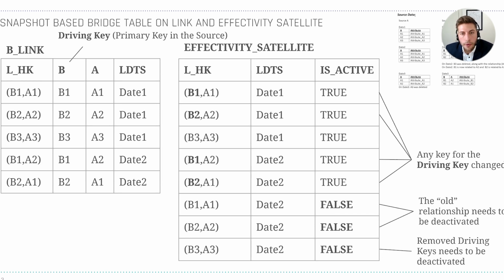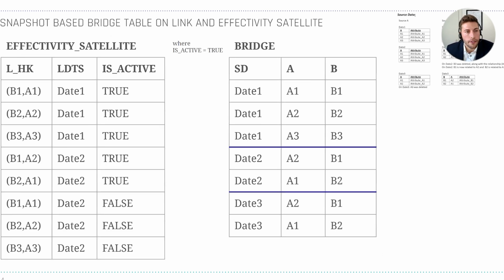Okay. So now we have these effectivity satellites, which give us the complete audit trail, what happens regarding changing of the keys and also complete removal of the keys. And now we want to create a bridge table out of it, right? So we want to create a bridge table to snapshot the relationships so that we can combine the bridge table with the PIT tables we have for the object A and the object B, and that we can join on keys and the snapshot dates. So let's have a look on how the bridge table is created.